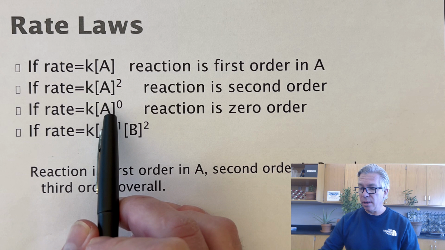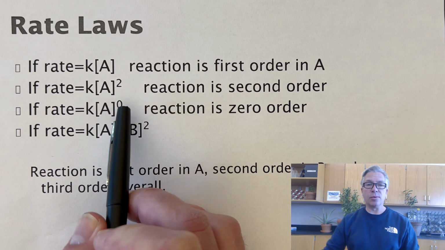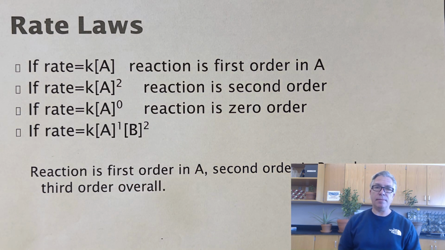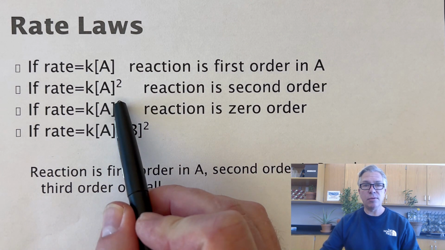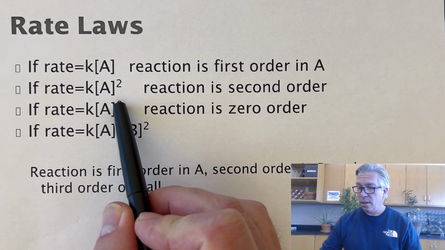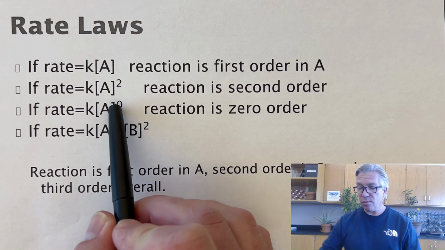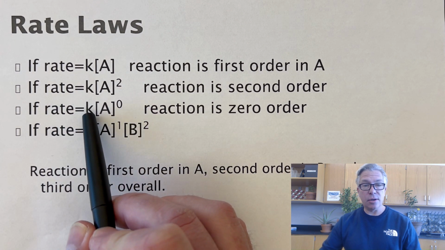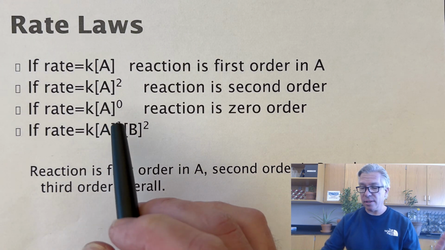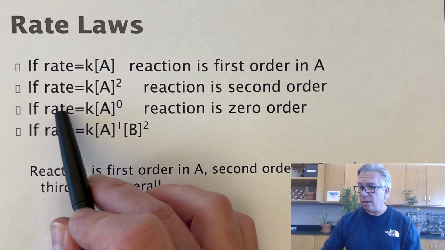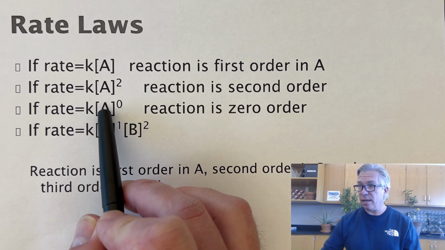What if the exponent was a 0? What if it was zero order? Well, you know from math class that anything raised to the 0 is just a 1, so this basically becomes a 1, and the rate is now a constant. There are some reactions that proceed at a constant rate, regardless of how much stuff is there and what you do with it. That would be a zero order reaction.